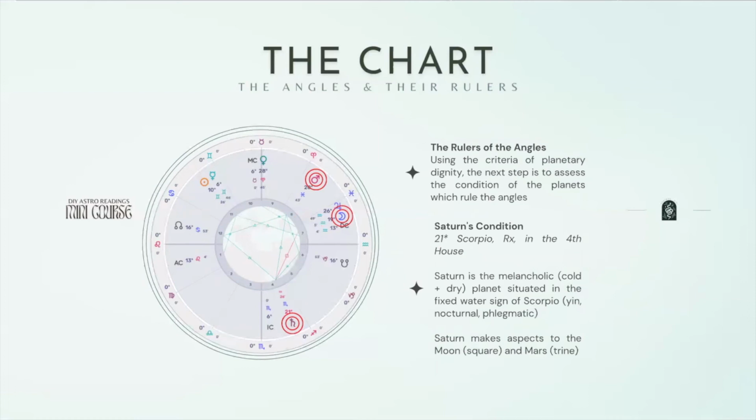So then we're not going to go into all of the rulers of the Angles, but the next step would be looking at the rulers of the Angles and what kind of position they're in and what kind of conversations they're having with one another and with the planets that are in the signs that they are responsible for.